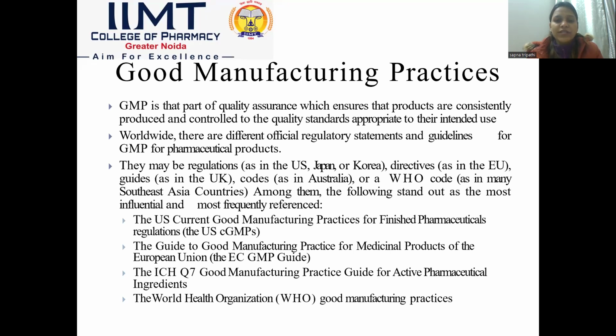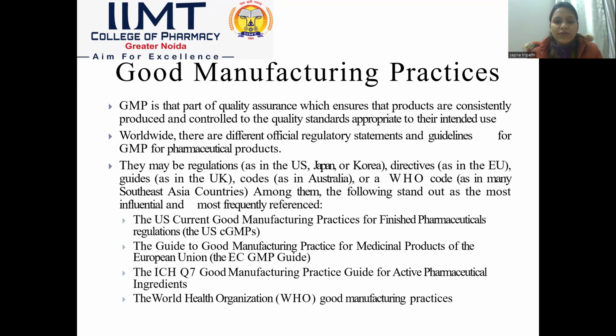GMP is the part of quality assurance which ensures that products are consistently produced and controlled to the quality standard appropriate to their intended use. Worldwide, there are different official regulatory statements and guidelines for GMP of pharmaceutical products. They may be regulations as in the US, Japan, or Korea, directives as in the EU, guides as in the UK, codes as in Australia, or a WHO code as in many Southeast Asian countries. Among them, the following stand out as the most influential and most frequently referenced.